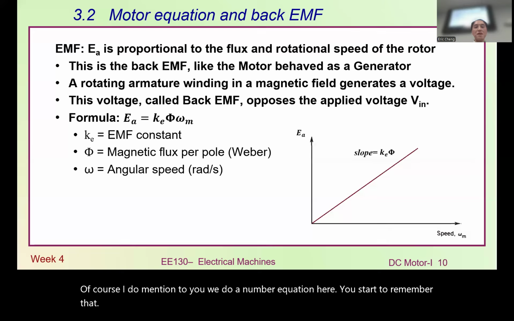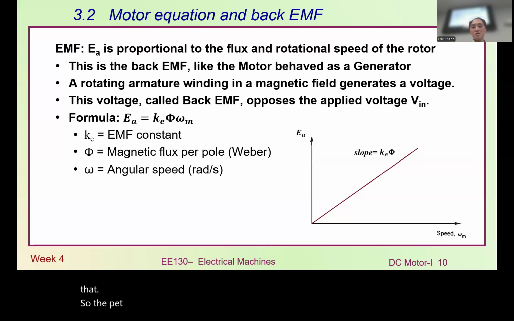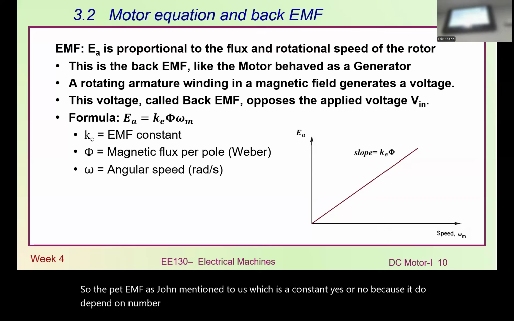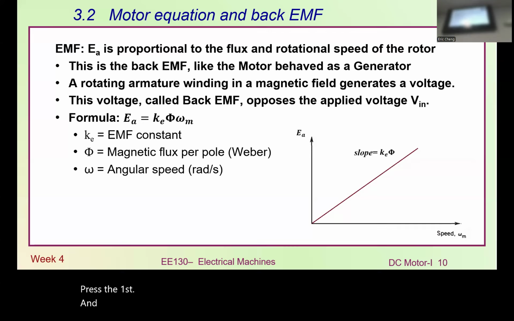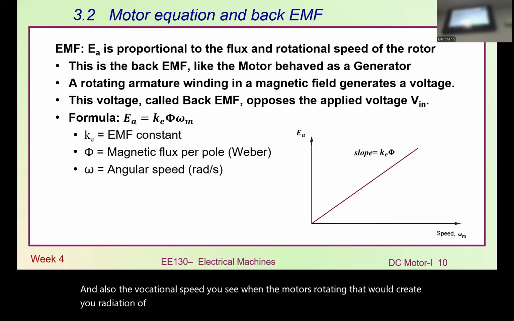So the back EMF, as John mentioned to us, is that constant? Yes or no? It depends on a number of things. EA, the back EMF, depends on a proportional constant KE, times the flux. The amount of flux actually controls the amount of back EMF. And also the rotational speed. When the motor is rotating, that creates a variation of the angle, so that becomes an angular speed.